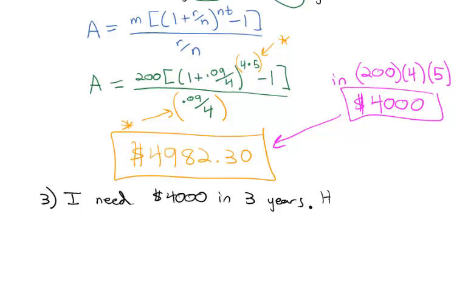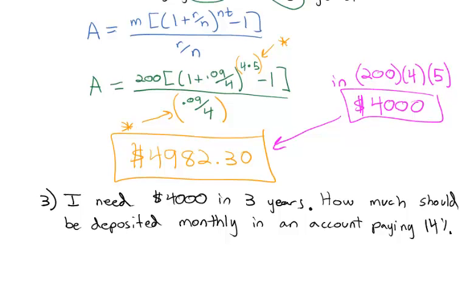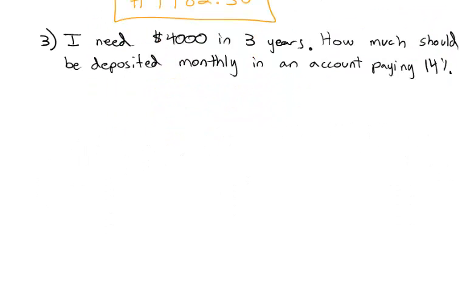So the question is how much should be deposited monthly in an account paying 14% interest. It's a very aggressive fund. It's going to get us a good return on our investment. Notice we're making regular payments into an investment.